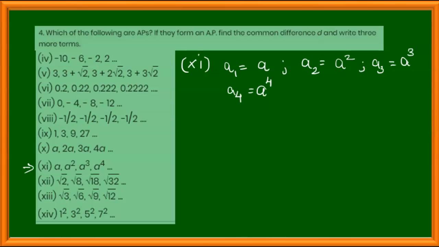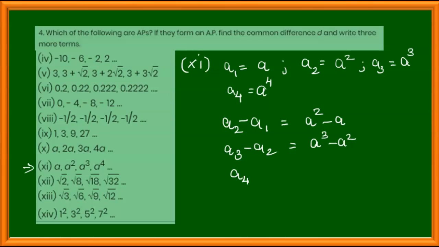So definitely you can see it's the product we are getting, isn't it? So we will not get a common difference. If we take A2 minus A1, it will remain A square minus A. We cannot subtract from A square, is it? The same way A3 minus A2 will remain what? A cube minus A square. Both are not equal. The same way here A4 minus A3, you will get A power 4 minus A power 3.